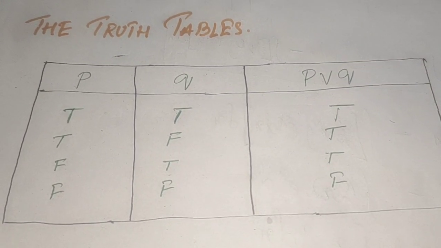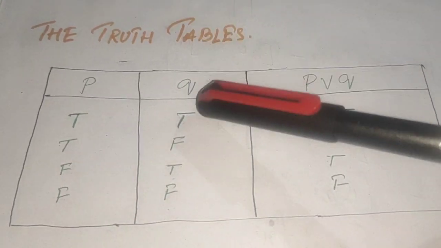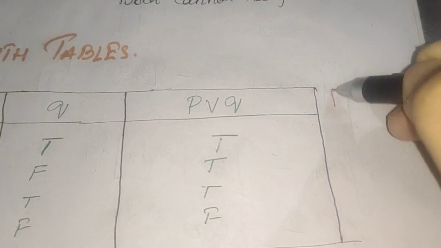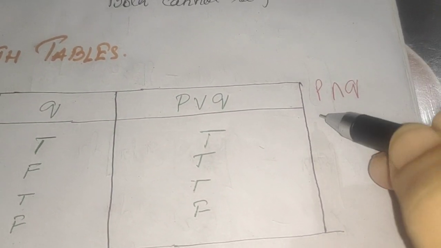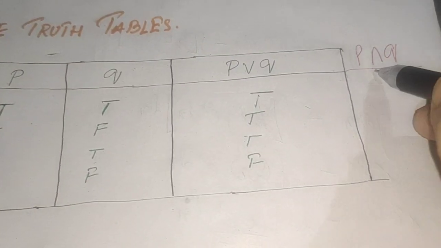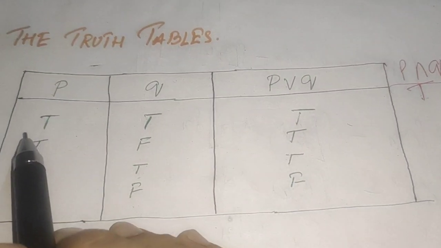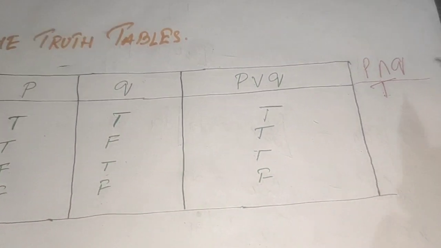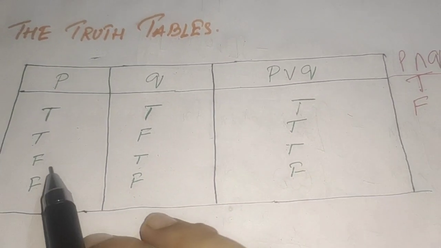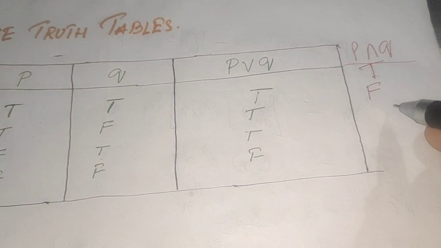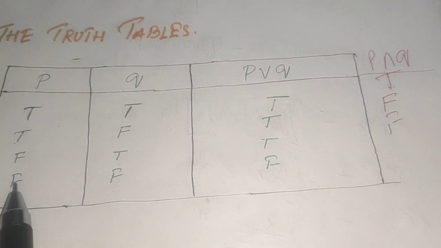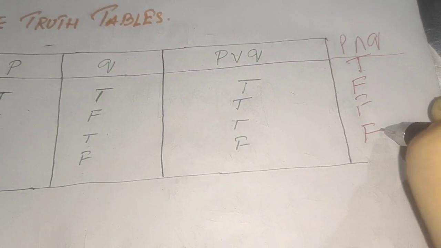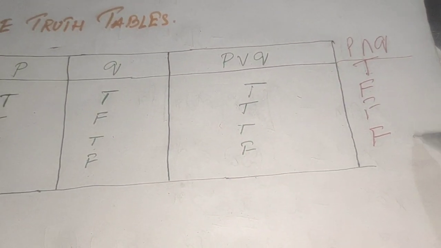If we consider the two true values and two false values for each P and Q, it is just opposite to P and Q. If we have to find P and Q, in this case there will be only one true value, when both are true. If P true, Q false, then P and Q will be false. If P false, Q true, P and Q will be false. Obviously, when P false and Q false, P and Q is false. So it is just contradictory with each other.